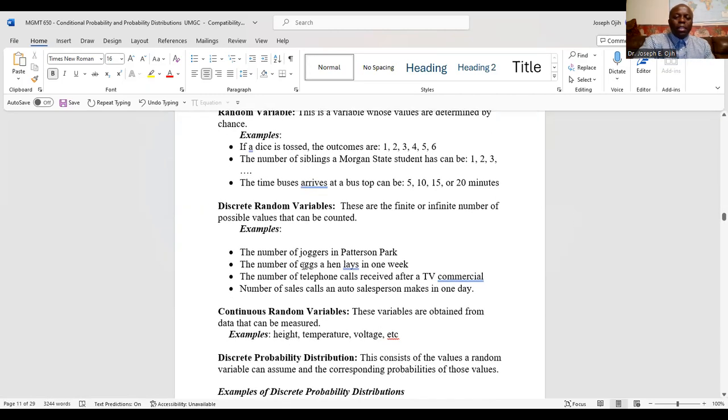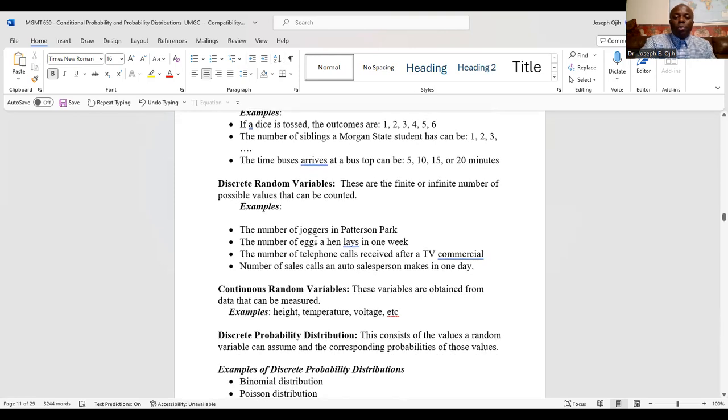Now, discrete random variables are those that assume numbers that can be counted. They assume values that we can count. For example, the number of people jogging in the park: you can say that one person is jogging in the park, or 2, or even 10. But you cannot say that it's 1.5 people, because you don't count 1.5 people. So discrete random variables assume values that we can count.